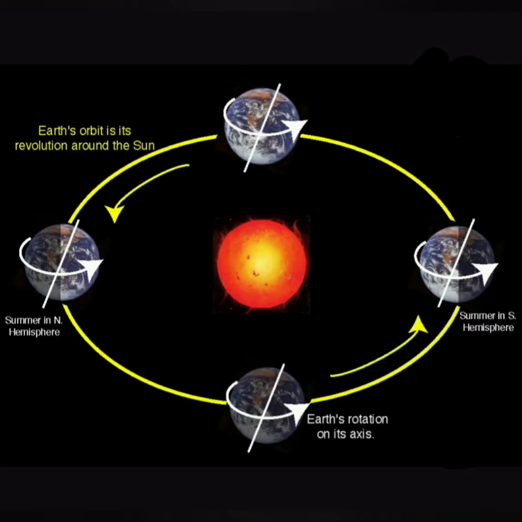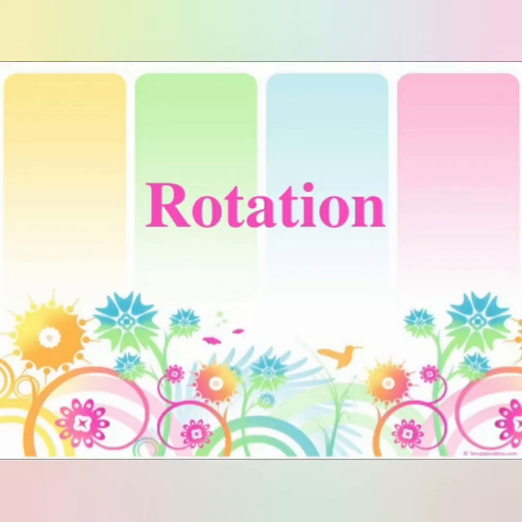The other motion of the earth is called revolution. When the earth goes around the sun in a fixed path, that is called orbit, it is called revolution. On the screen you can see the yellow arrows show the revolution of the earth. These arrows show the earth is moving around the sun in a fixed path. Let me give you detailed information about the rotation.